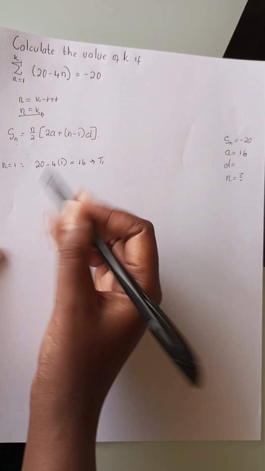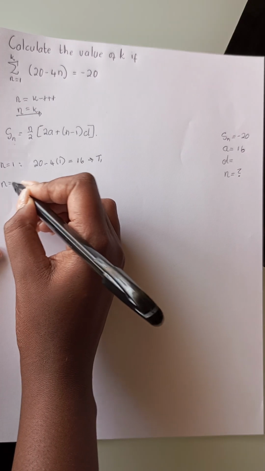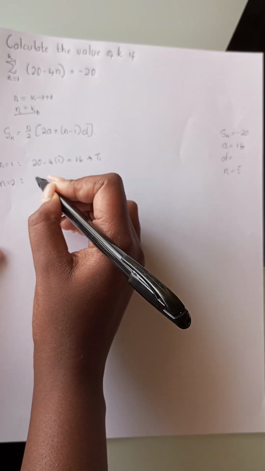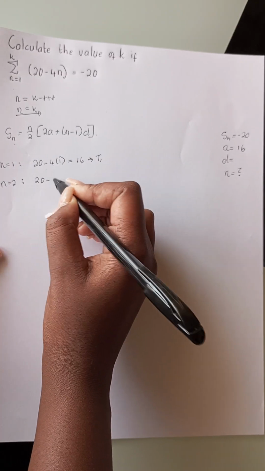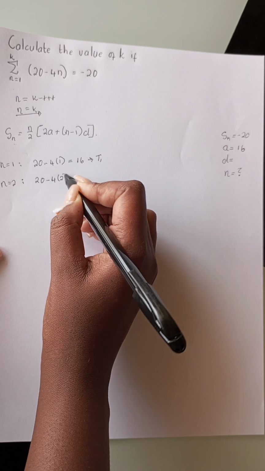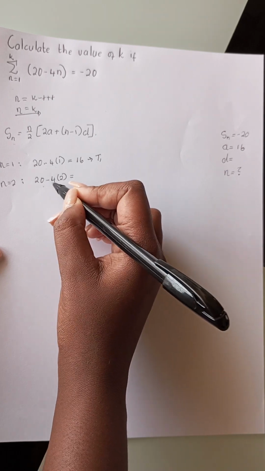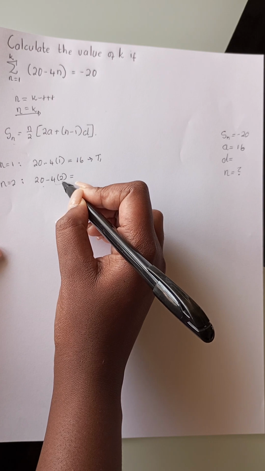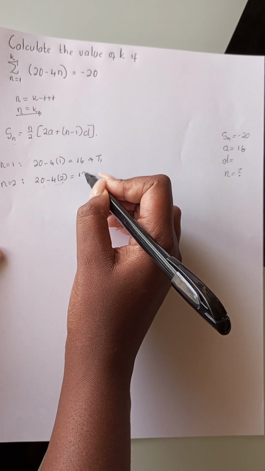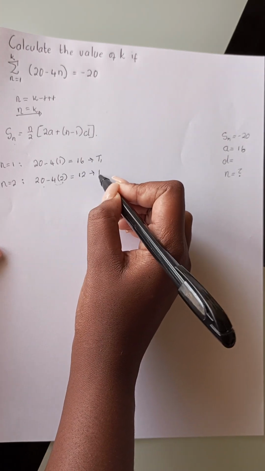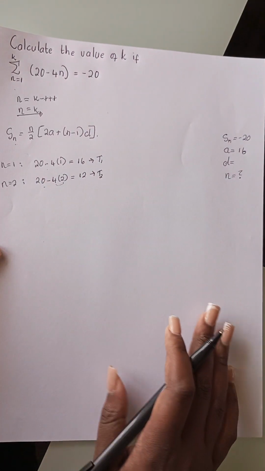Okay? So when n is equal to 2, what do we have? We have 20 minus 4 into 2 equals 20 minus 8. It's going to give us 12. That's our term number 2.